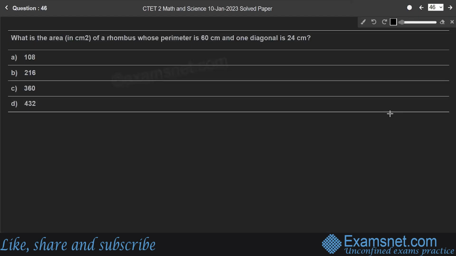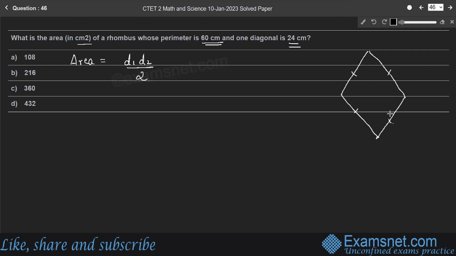Question 46. What is the area in centimeter square of a rhombus whose perimeter is 60 centimeter and one diagonal is 24 centimeter? So we'll consider a rhombus, whose all sides are equal, right? Here we need to find the area of a rhombus. The area of a rhombus is always the product of its two diagonals divided by 2.